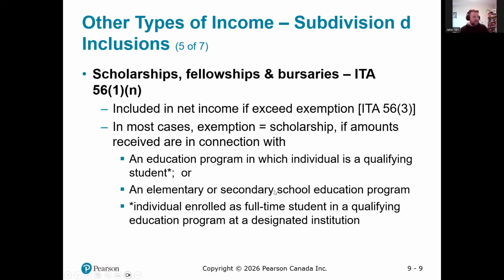So, an elementary or secondary school education program, individual enrolled as a full-time student in a qualifying education program at a designated institution. The designated institutions are mostly Canadian colleges and universities, but I do think the list does have a handful of probably reputable or well-known American universities, and I think a couple in the UK. So I'm receiving these funds, but these funds are directly related to an education I am getting. So it will be exempted from income to sort of benefit students.